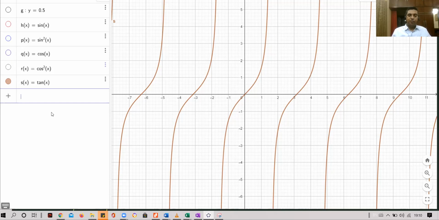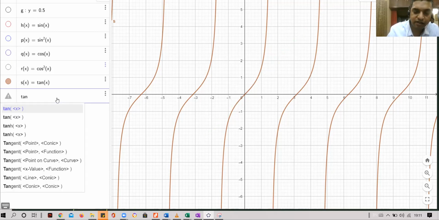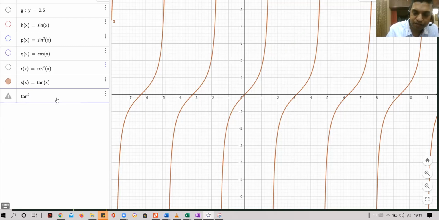So the period is pi. Tan of pi plus x is tan x. We know that relation. Tan of pi plus x is tan x. So, but when you square, what happens?